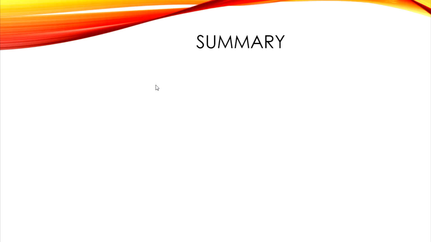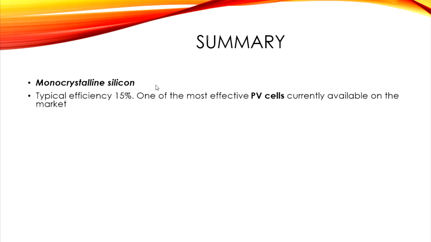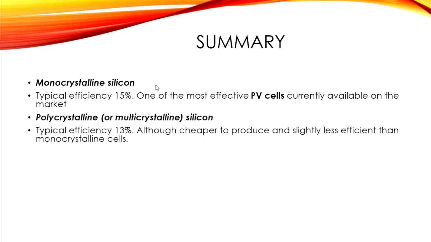Now the summary for the PV cells. The first type is the monocrystalline. They have an efficiency of 15% and they are considered one of the most effective PV cells in the market. The polycrystalline or multicrystalline have an efficiency of 13%. They are also cheaper to produce and slightly less efficient than monocrystalline.